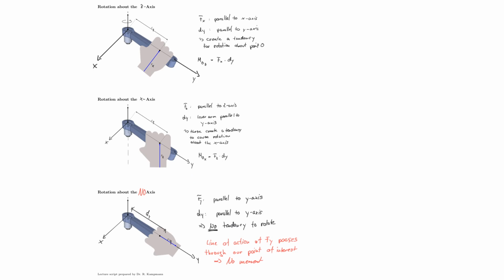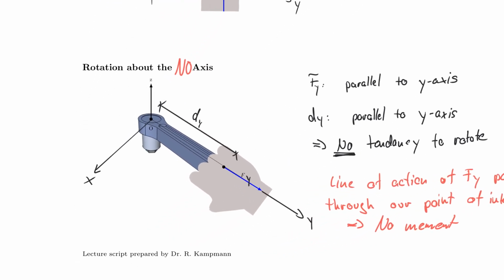But for now, let's take away that we always have two dimensions that create the third one, or the rotation about the third one. And more importantly, that if our line of action of a force passes through the point of interest, then we will not create a rotation. Let me follow that up with one last thing here on the bottom.